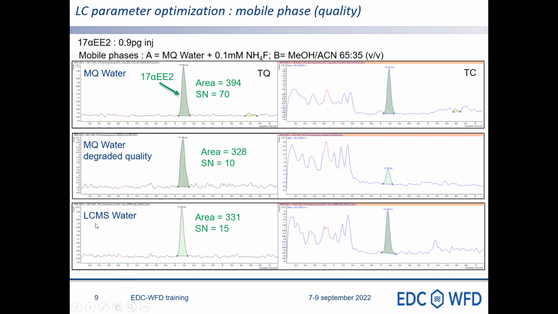And here is the example of LCMS water. What you see here is, first, the importance of high maintenance and really taking care of your Milli-Q water system. And here also the example that LCMS water is not necessarily the best strategy to achieve the best performance in terms of sensitivity. And this is an example on 17 alpha estradiol, which is still our key substance. So the key message: be really cautious with the mobile phase.